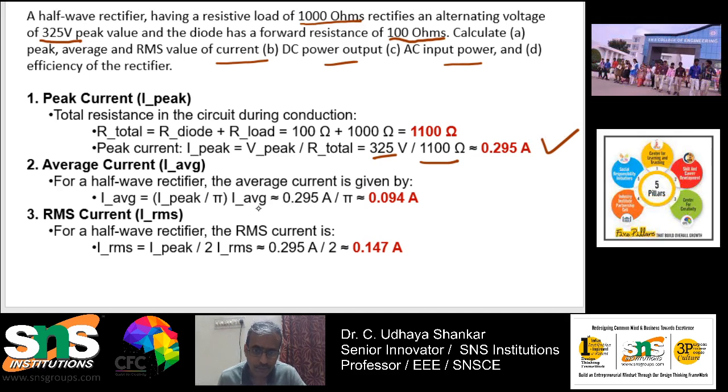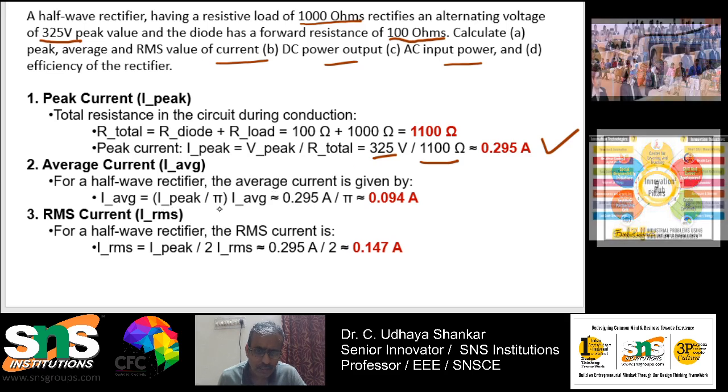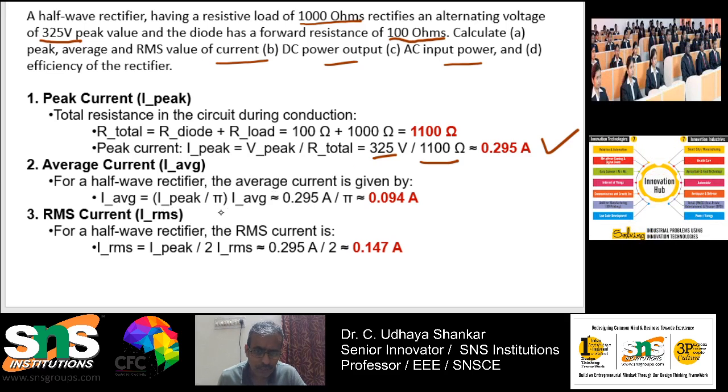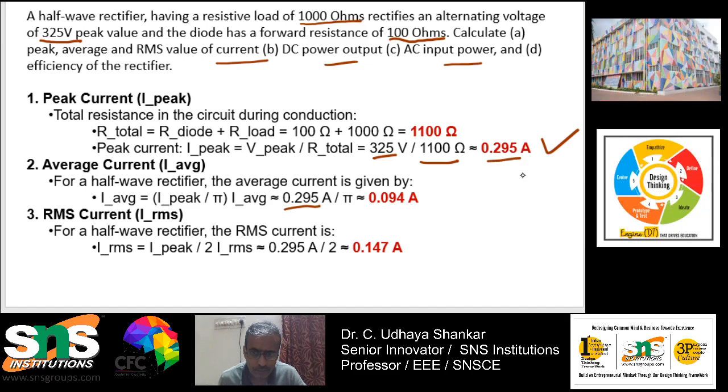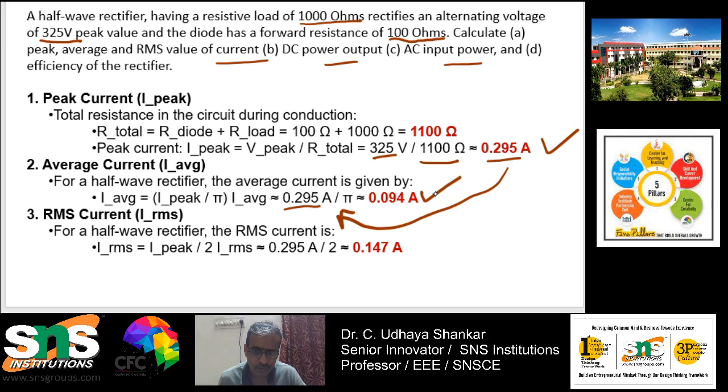Okay. Now the next question is the average current. How to find the average current? It is also very simple. Already we have discussed the formula. It is nothing but peak current divided by pi. What is the peak current? We have already found it out, so I am going to substitute this value here, divided by pi. So, your answer is 0.094 amps.